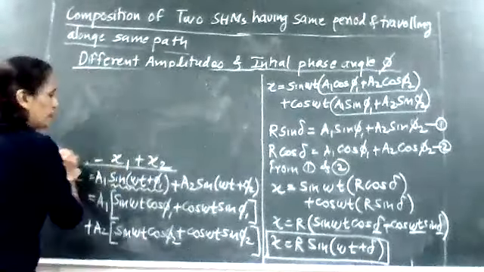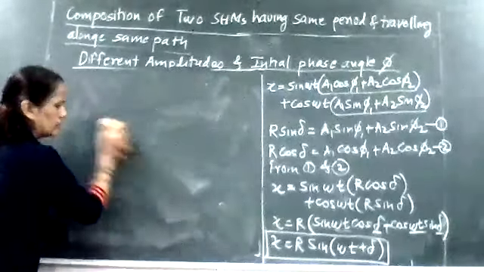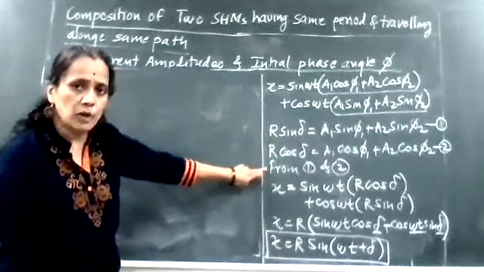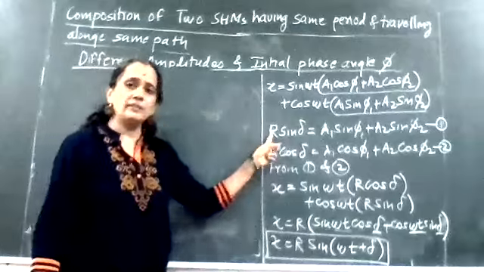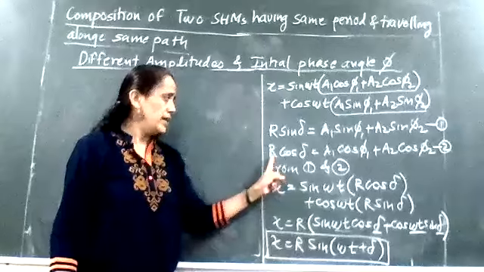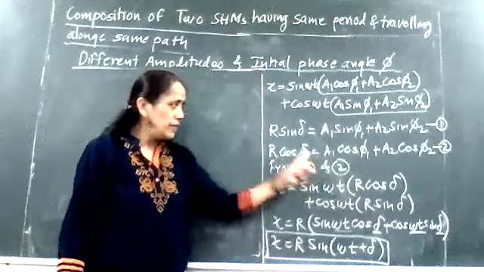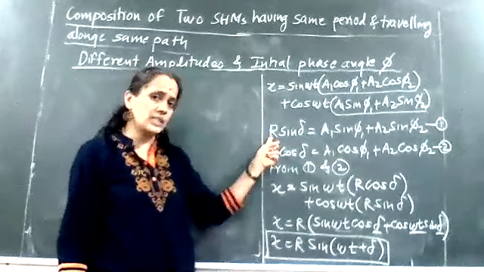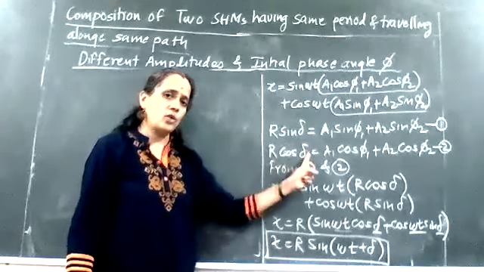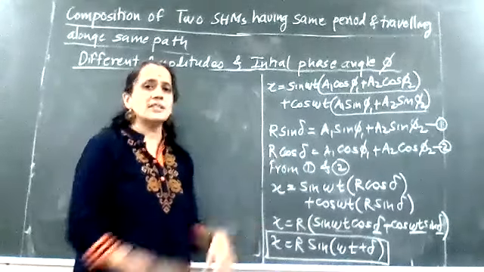Now, if you see carefully in the equation, you have equation number 1 and equation number 2. Equation number 1, left hand side is R sin delta. Equation 2, left hand side is R cos delta. If I square this, what does it become? R square sin square delta. This term will become R square cos square delta. In both terms, R square is there, so I'll take common R square.